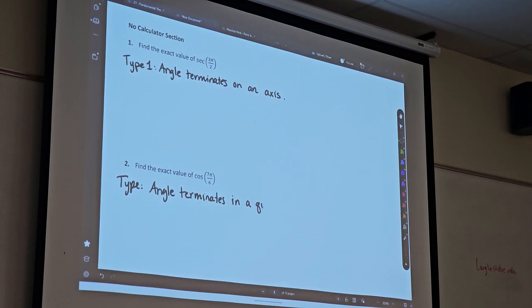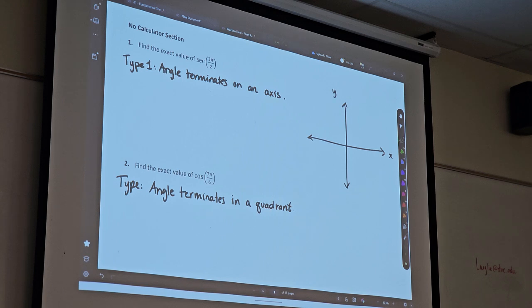In a quadrant. So I don't even care about what the trig function is initially. I'm keying into the angle. 3 pi over 2 terminates on the negative y-axis. Let's draw it nice and big.